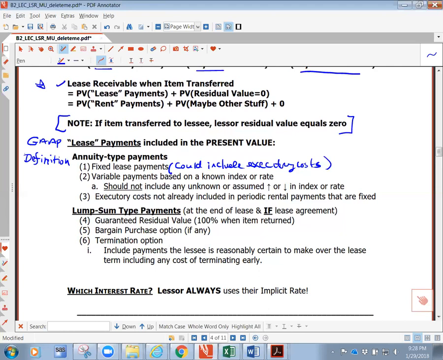If you're required to pay executory costs, but it's your job just to pay them when they service it and then send you the bill, that would not be part of the lease payment. You did the maintenance, we did the maintenance, we sent you the bill, you paid it, then it's maintenance expense. We're identifying what GAAP says has to be in the present value problem that you're creating to calculate the amount of lease receivable.